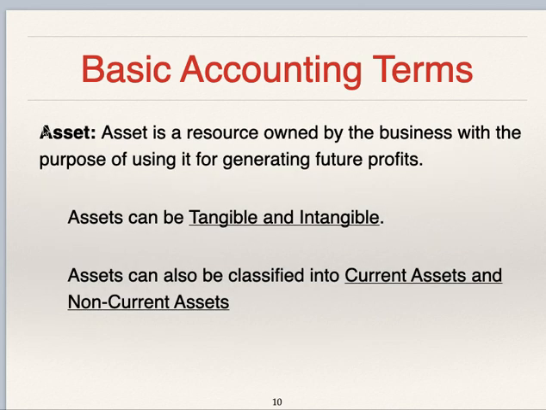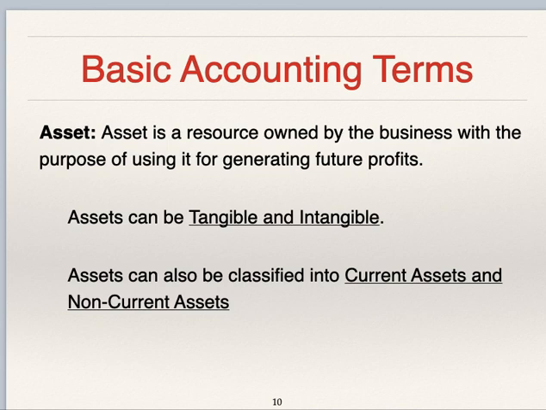Next is asset. Asset is a resource owned by business with the purpose of using it for generating future profit. So assets are resources owned by business. And there is a purpose why these resources are owned, for making future profit. Assets can be tangible and intangible assets. An asset can also be classified as current assets and non-current assets. Tangible assets are capital assets which have physical existence. So you can touch, feel these tangible assets like plant machinery, furniture, land and building, books, computers, vehicles.